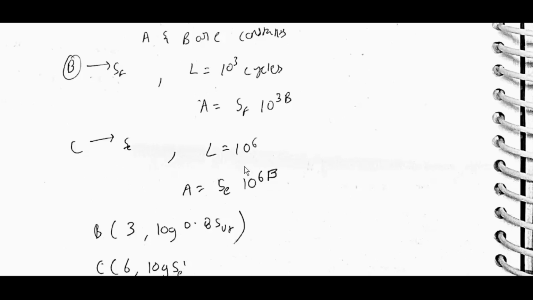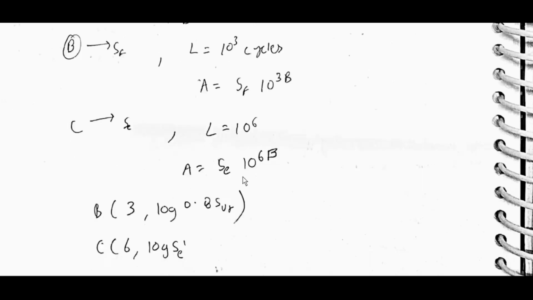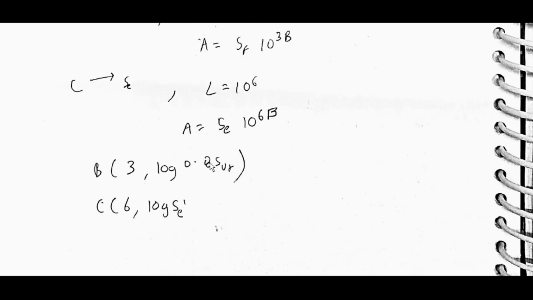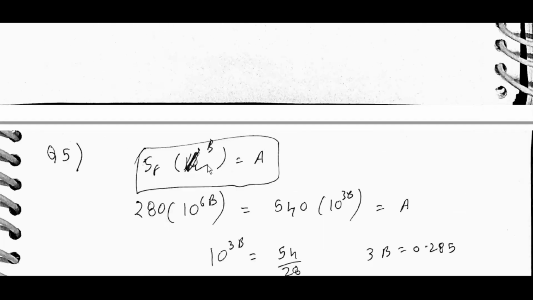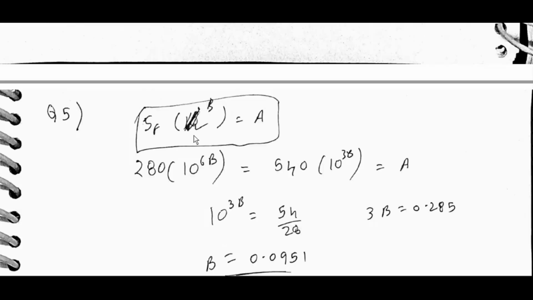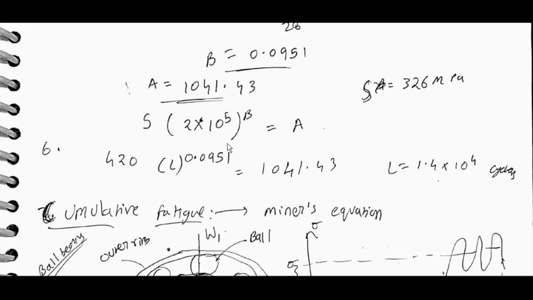At Sc with L equal to 10 power 6, A is equal to Sc into 10 power 6B. At 3, log 0.8 Sut, and at 6, log Sc prime. We can solve like this, and A and B are constants here.